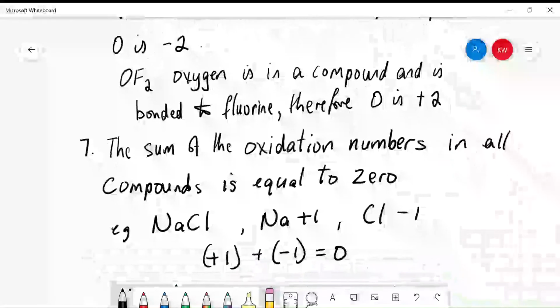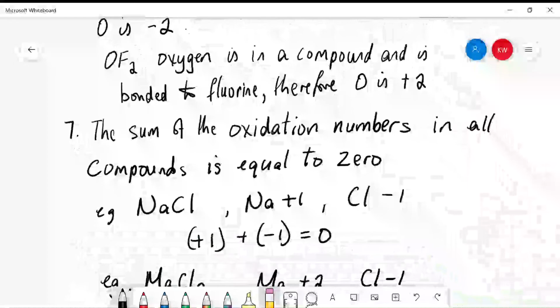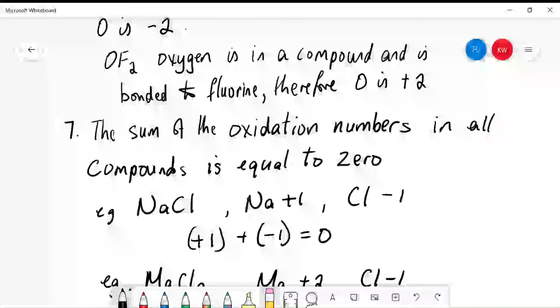Rule number 7. The sum of the oxidation numbers in a compound is equal to 0. So let's look at our compound here, sodium chloride. Here we know sodium is a metal from group 1. It has a +1 oxidation state. Chlorine is a halogen and it's the most electronegative element here. It has -1, and +1 plus -1 is equal to 0. So the sum of the oxidation numbers in the compound is equal to 0.